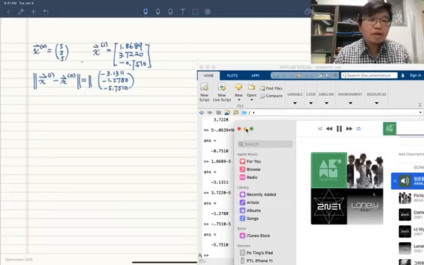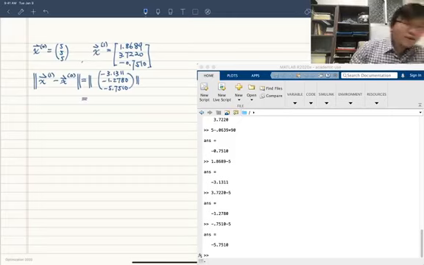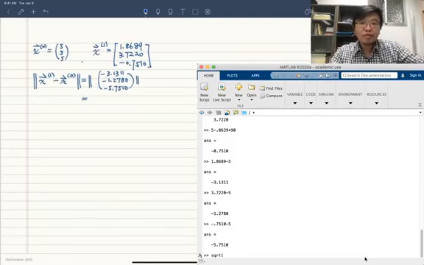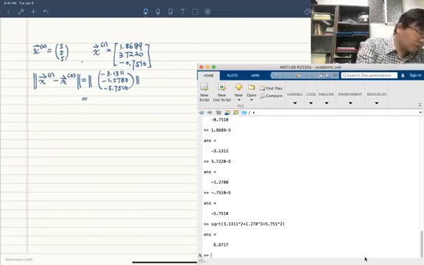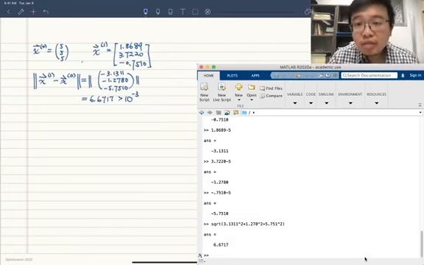Okay, just checking my music. Okay, so I need a calculation of the length of this vector. So square root of 3.1311 squared plus 1.278 squared plus 5.751 squared. So that will be 6.6717, which is larger than 10 to the negative 3. So you need to move on to the next iteration.